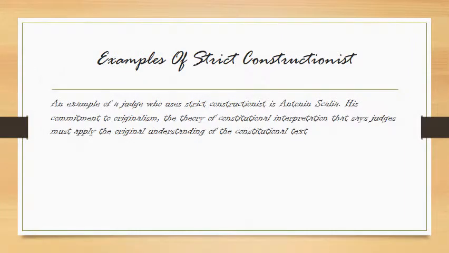Examples of strict constructionists. An example of a judge who uses strict constructionism is Antonin Scalia, with his commitment to originalism, the theory of constitutional interpretation that says judges must apply the original understanding of the constitutional text.